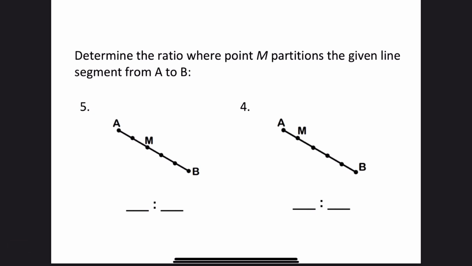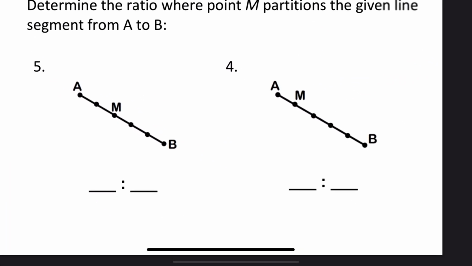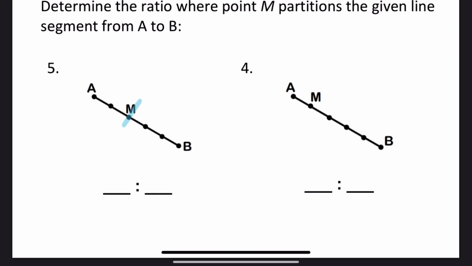Each of these line segments, AB, is split up into 1, 2, 3, 4, 5 pieces. But you'll notice that the location of M changes. So let's just talk about the pieces first. When I say pieces, I mean 1, 2, 3, 4, 5. That's what I mean by pieces. It's broken up into 5 congruent segments. And what you'll notice is in example number 5, M is right here, breaking it up in this position, while in example 4, M is right here.